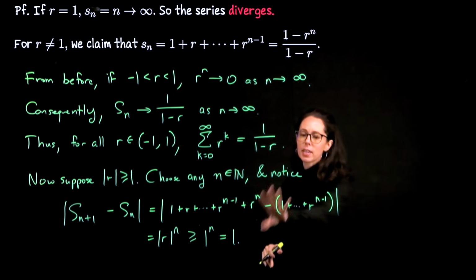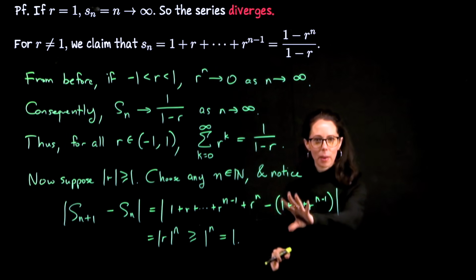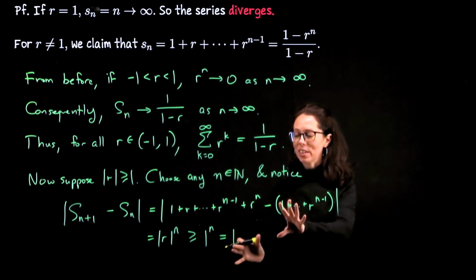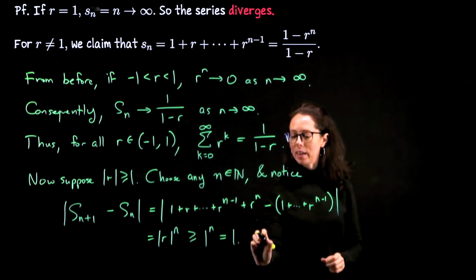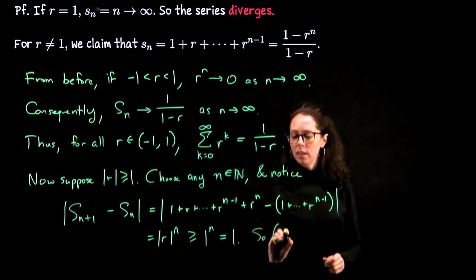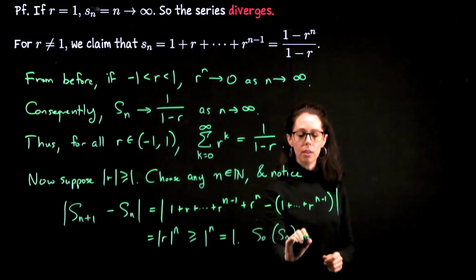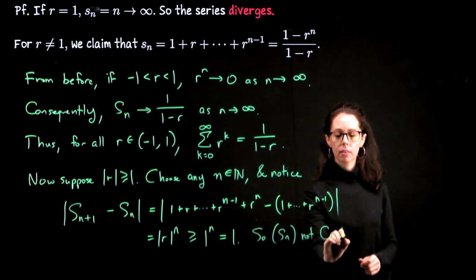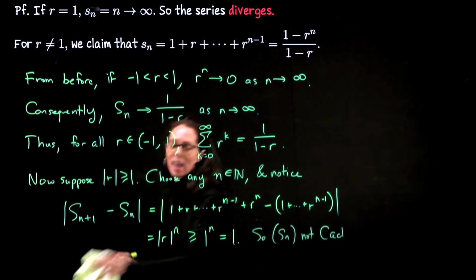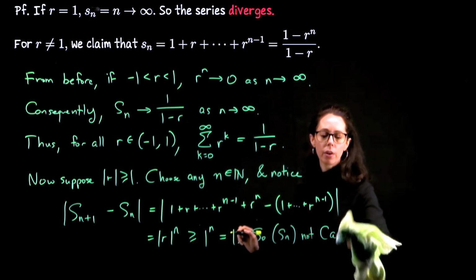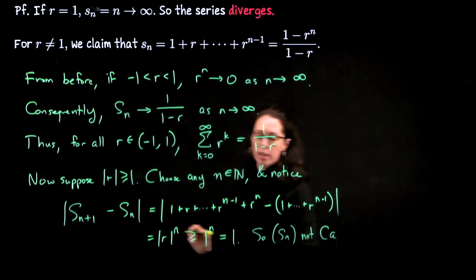Okay. I just wanted to take this very sequential point of view because we're going to talk about the Cauchy criterion for series in the next video. So let me just say, so S sub n is not Cauchy. And if you are not Cauchy, then you are not convergent.